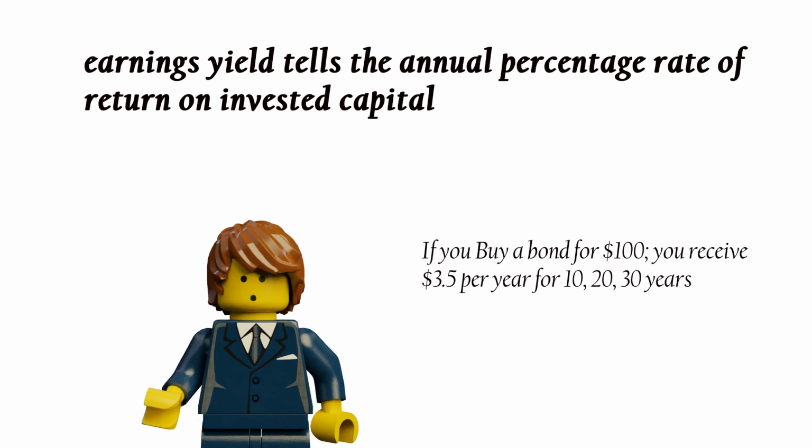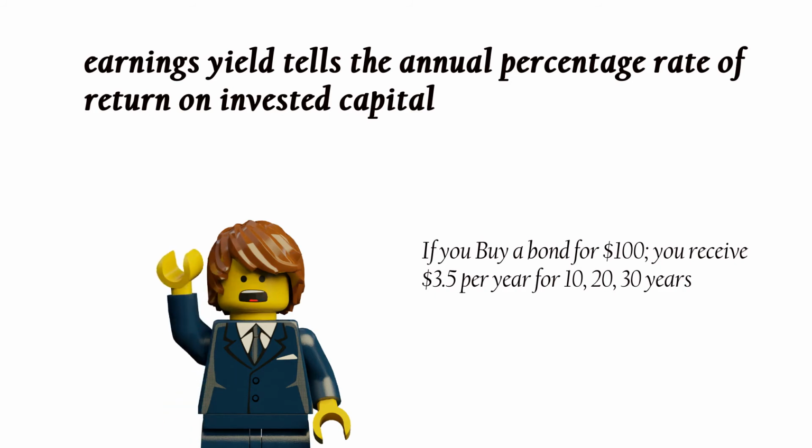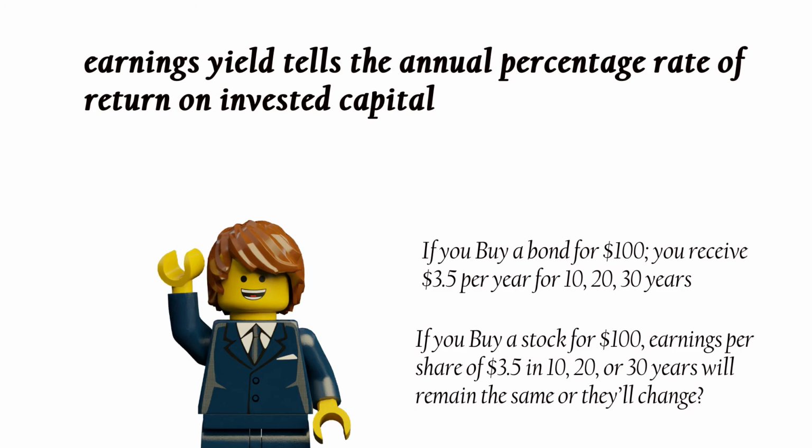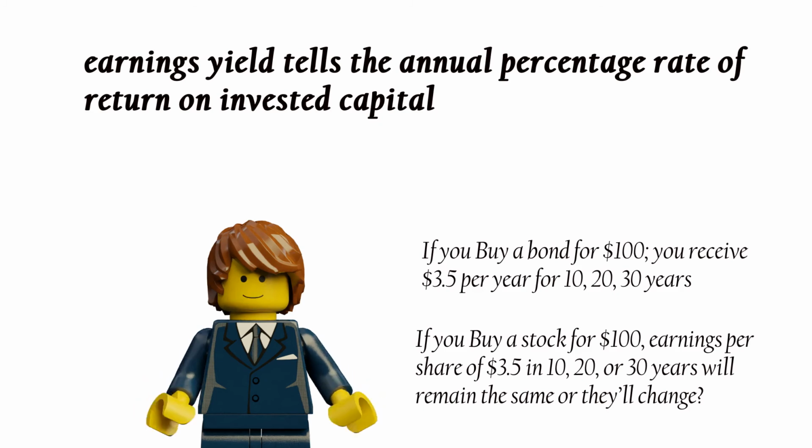If you buy a bond for $100, you receive $3.50 per year for 10, 20, 30 years. The yield at 3.5% still doesn't seem all that great when inflation is this high. If you buy a stock for $100, earnings per share of $3.50 in 10, 20, or 30 years will remain the same or they'll change. Of course, they'll change. If the earnings decline, you definitely should have bought the bond.